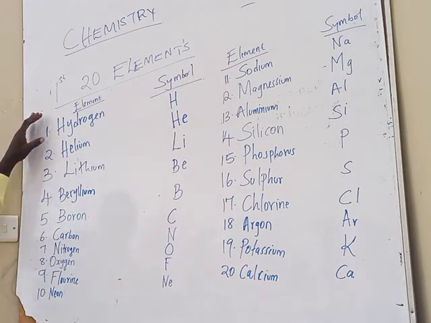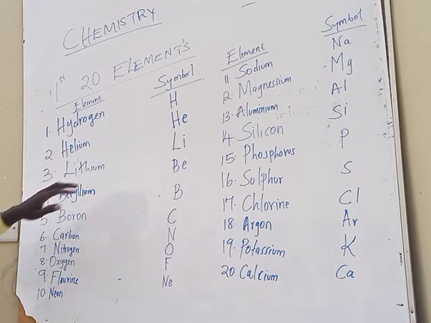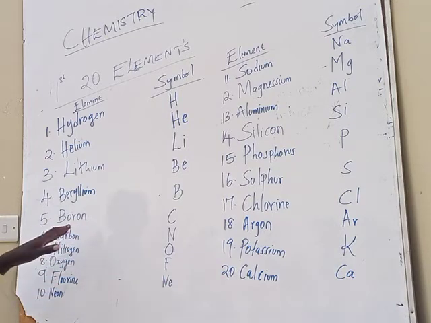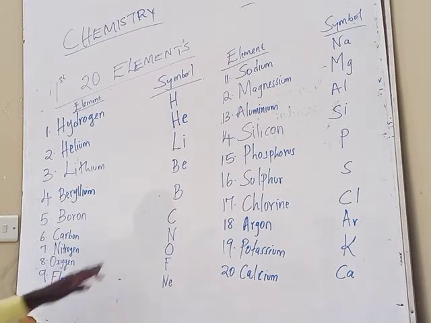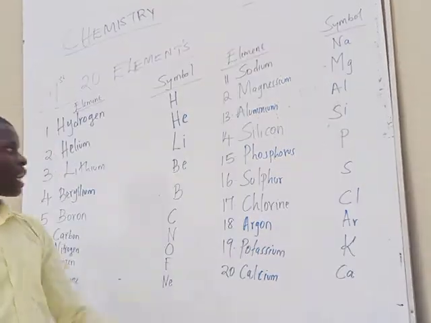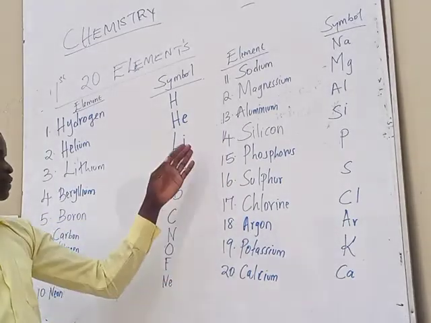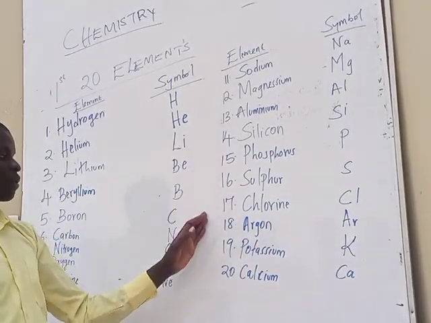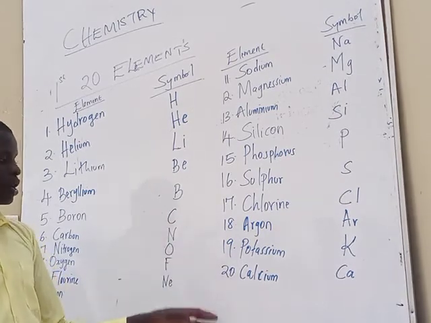Now, what about the number? Hydrogen is atomic number one. From 1 to 20, the number that each element is bearing is the atomic number. Hydrogen being atomic number one, helium two, lithium three, beryllium four, boron five, carbon six, nitrogen seven, oxygen eight, fluorine nine, neon 10, sodium 11, magnesium 12, aluminium 13, silicon 14, phosphorus 15, sulfur 16, chlorine 17, argon 18, potassium 19, calcium 20.